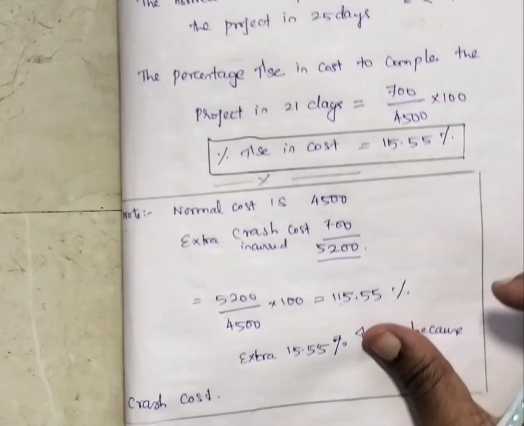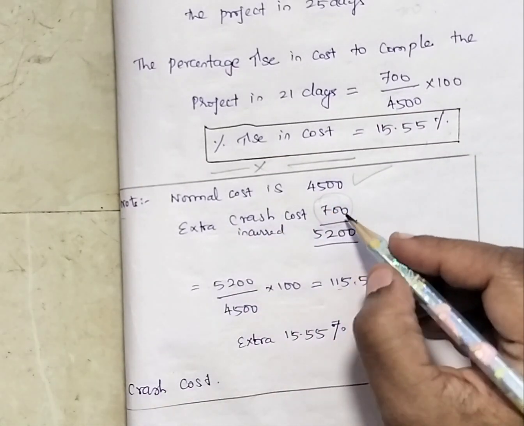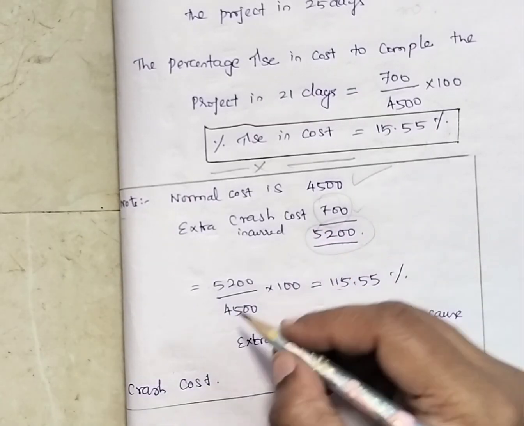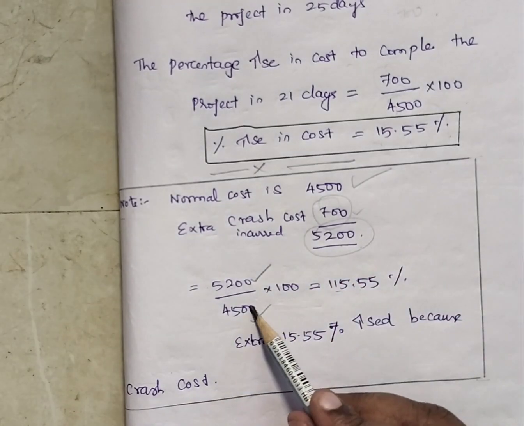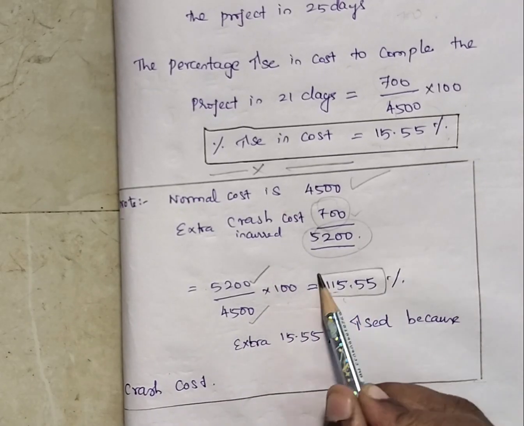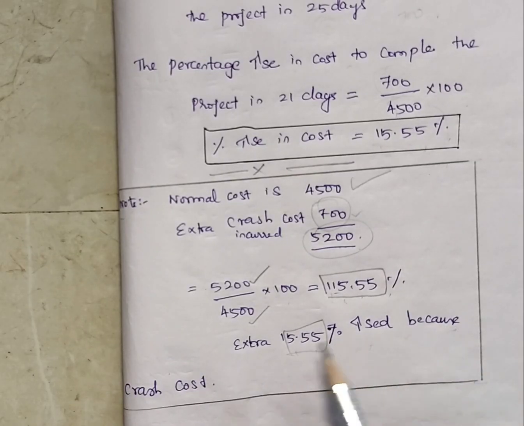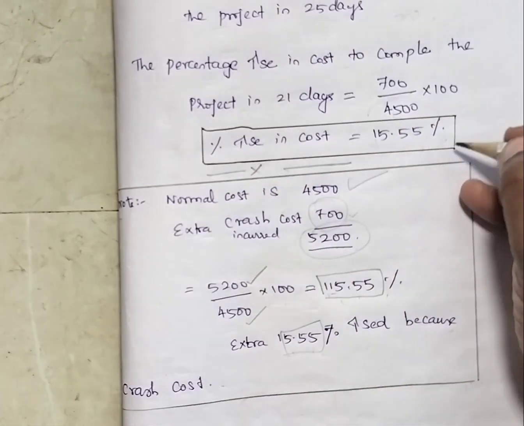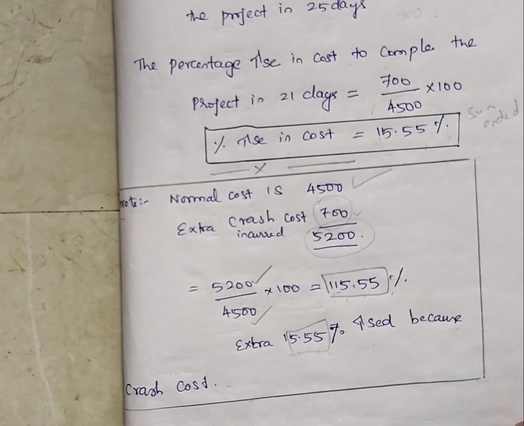Okay, simple. The normal cost is 4,500. The extra cost we incurred is 700. So the total cost is increased to 5,200. At first it was 4,500. Because of crashing, it has increased to 5,200. So how much has it increased? Now instead of 100%, it is 115.55%. So the increment is 15.55%, increased because of crash cost. That is what we have found out. So here the sum has ended. This is the explanation I have given. Okay, this is the end of crashing.